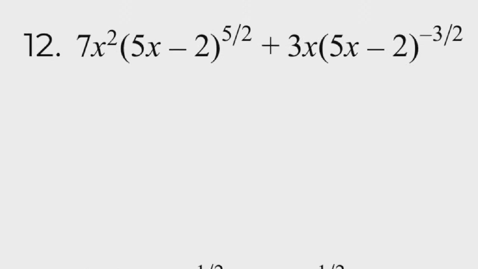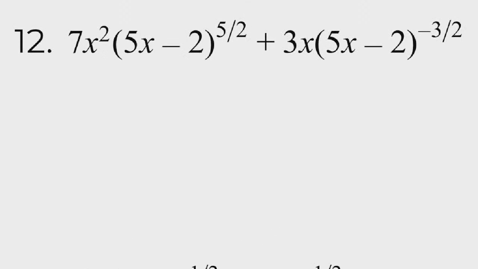Okay, in number 12, I'll show you without replacing with y. They both have 5x minus 2. Looking at the coefficients, we have a 7 and a 3. We can't factor anything out. Then there's an x squared and an x, so I can factor out an x. And they both have 5x minus 2.